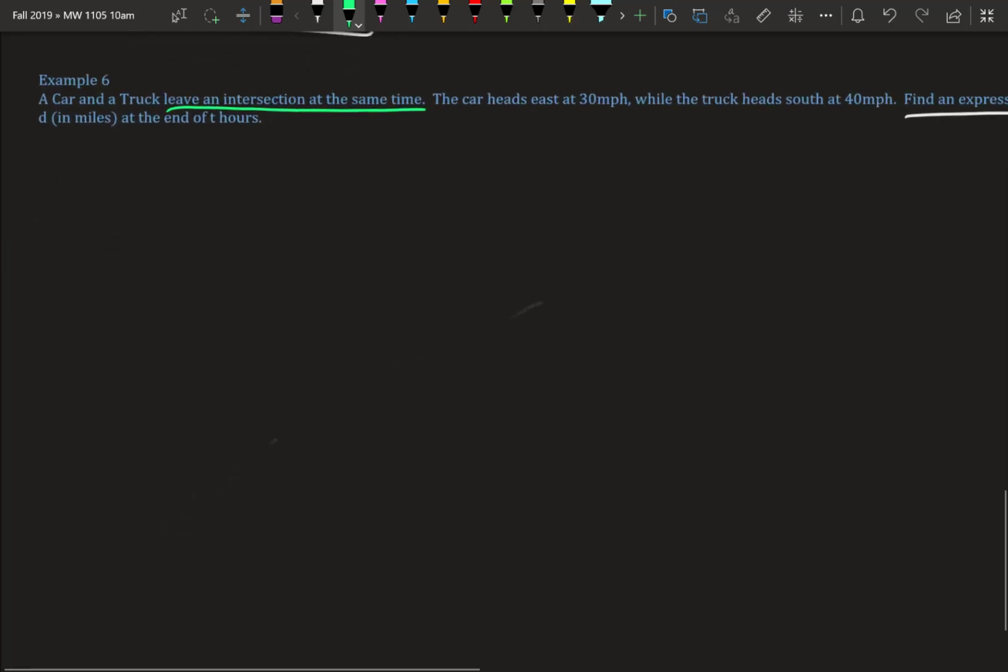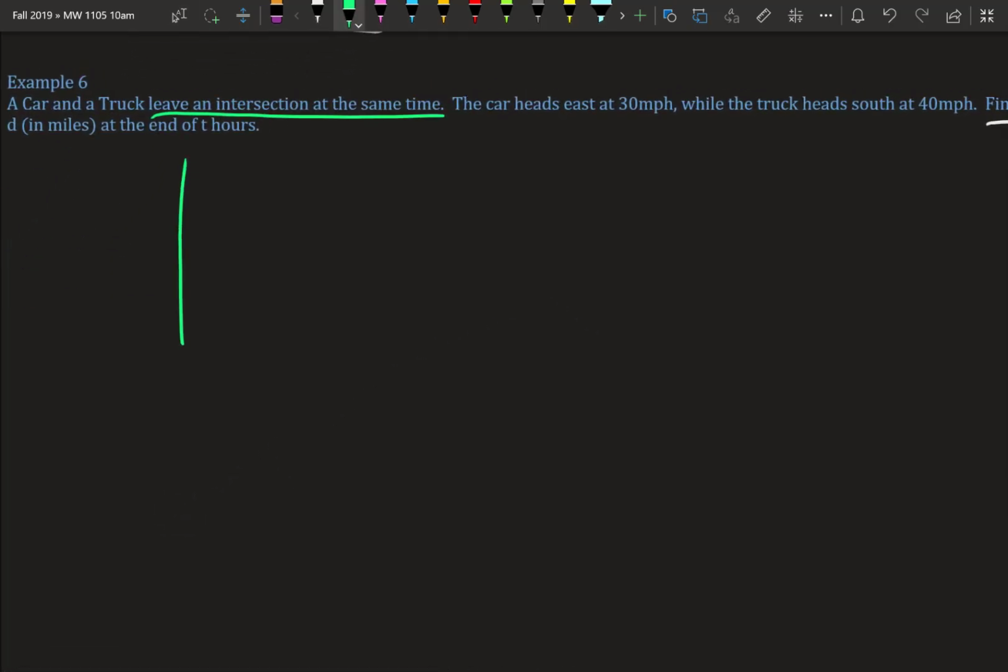What that means in math is a coordinate plane. And our intersection is right there. It tells us that the car heads east at 30 miles an hour. If you can't remember what it is, remember we have never eat soggy waffles.